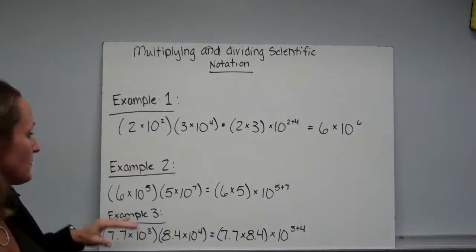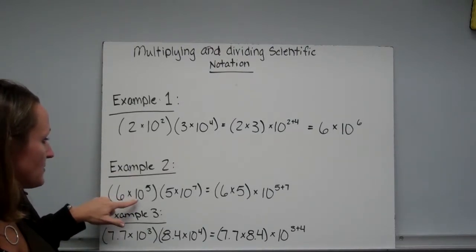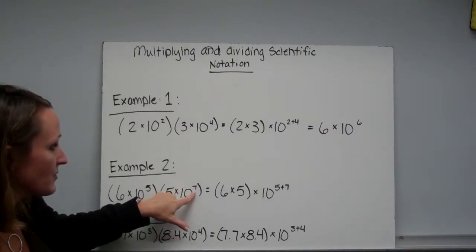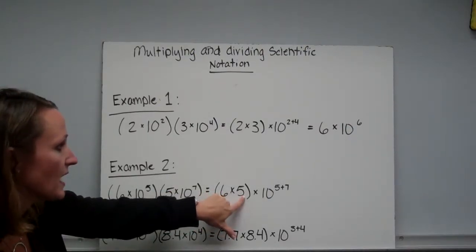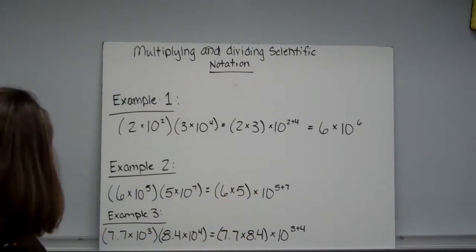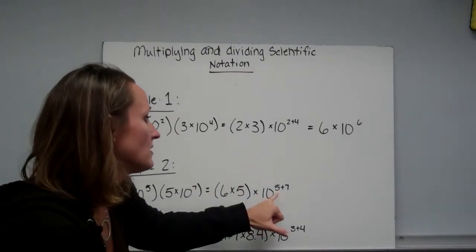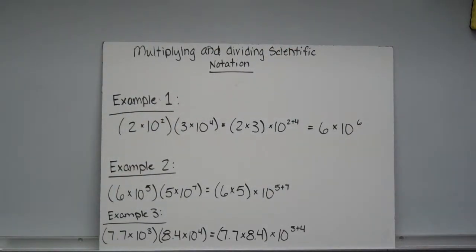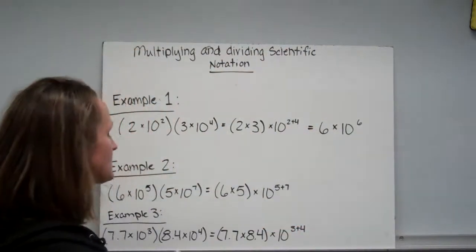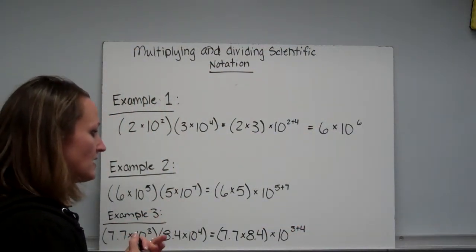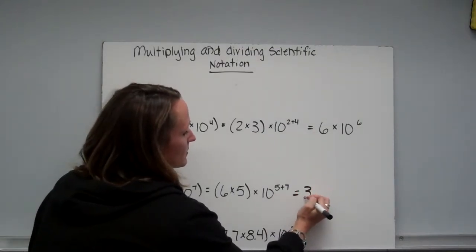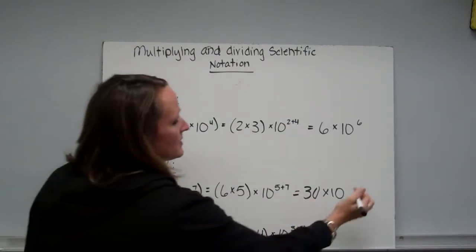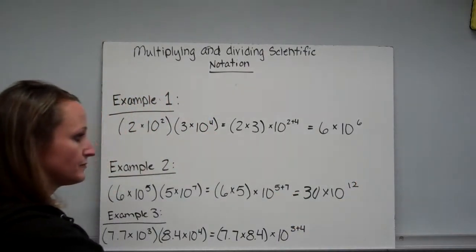Okay, so let's do another one. We have 6 times 10 to the 5th power times 5 times 10 to the 7th power, which gives us 6 times 5 times 10 to the 5 plus 7. So that's going to give us 6 times 5 equals 30 times 10 to the 5 plus 7 is 12.